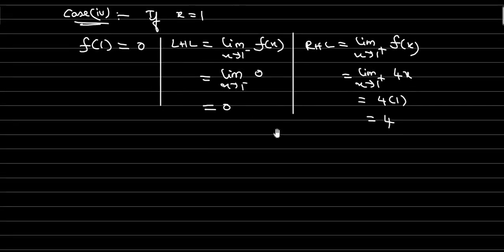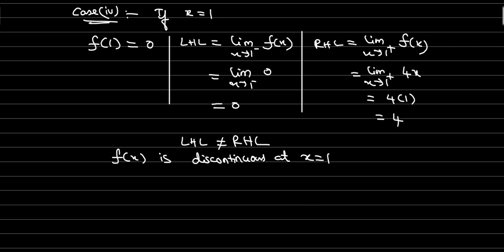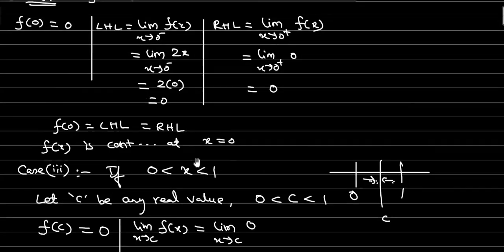Now we can see there is a mismatch. So here left hand limit, right hand limit not same. They both are not same. So we can conclude that for this particular case, at x equal to 1, f of x is discontinuous at x equal to 1.